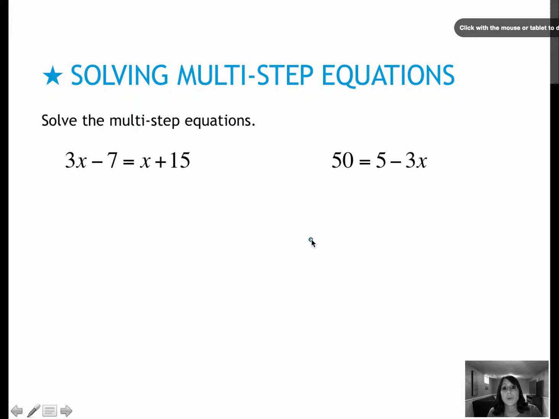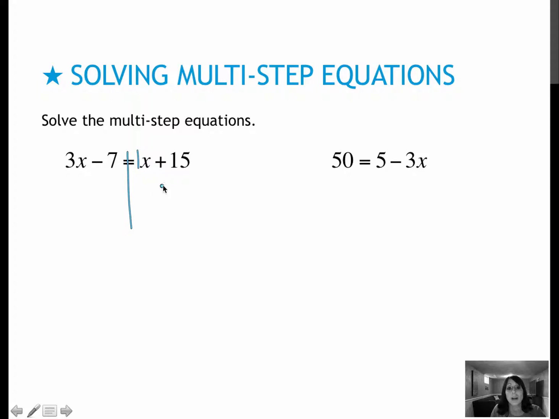Here are two for you to try on your own. So press pause, try both questions, then press play to see how you did. For my first question, I'm going to make a choice. I either move the 3x off of the left side or move the 1x off of the right side. The more you do this, the more you'll get used to which one you like better.